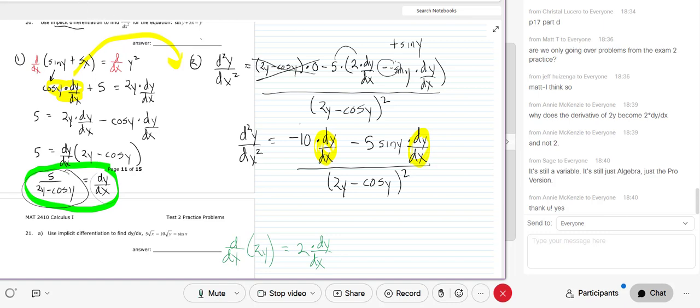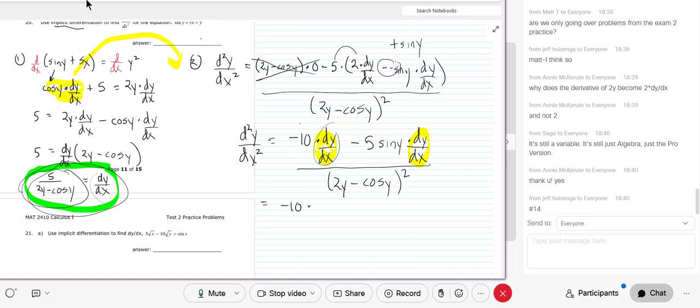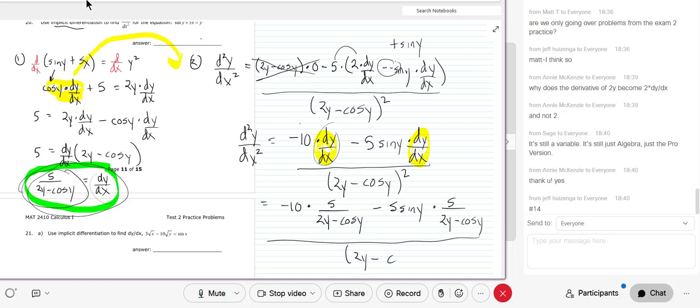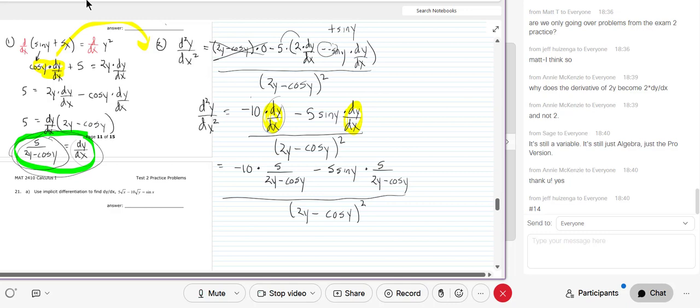Now what you have to do to the next part of the problem, you have to go through and do this. This is where it can get a little bit tricky algebraically. So I'm going to replace dy over dx with the answer I got on the first derivative. So that will be 5 over 2y minus cosine y. Then I have minus 5 sine y. Again, replace the dy over dx with the answer we obtained to the first derivative. Now, this would be an unsimplified answer to the second derivative. So you have to remember to plug that back in.